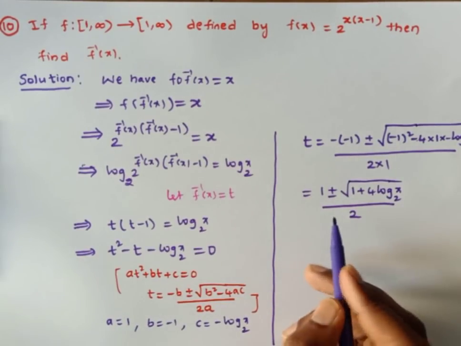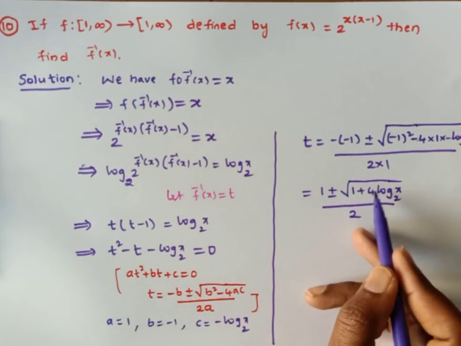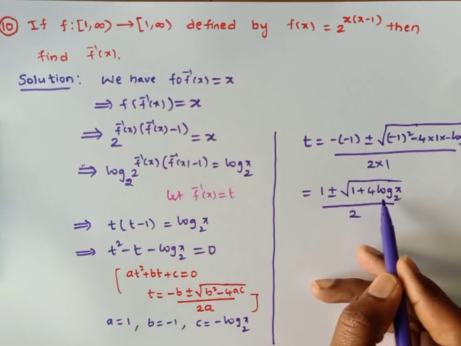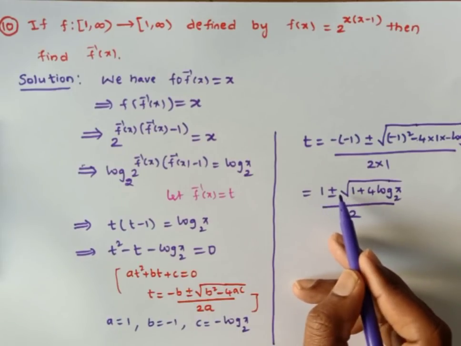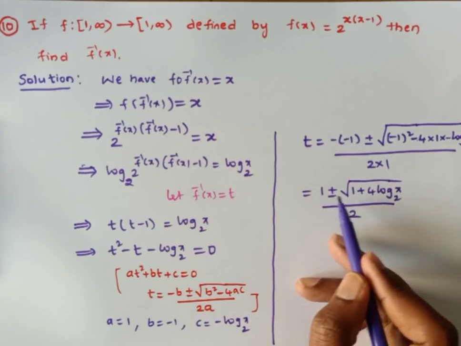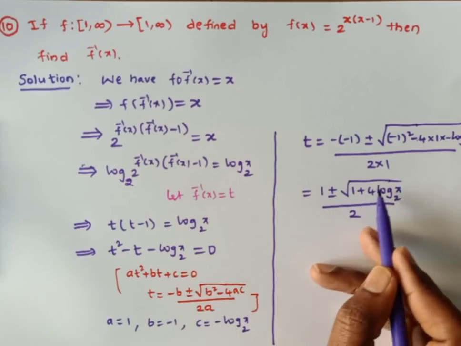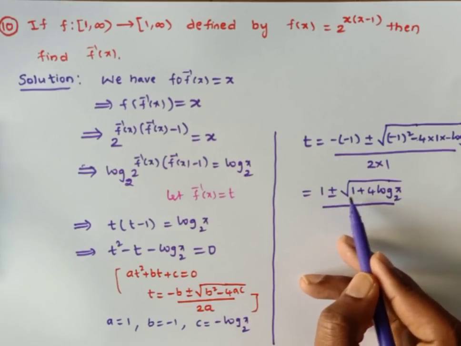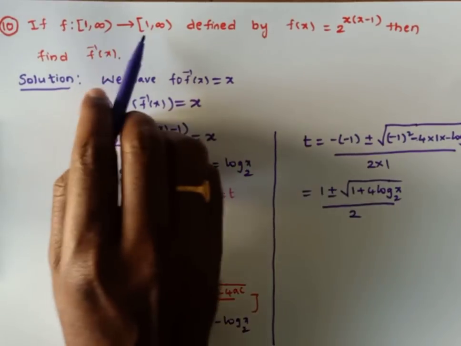Now here you can observe that this expression contains two values: 1 plus root of this divided by 2 is one thing, and 1 minus root of 1 plus 4 log x base 2 by 2 is one more. See, if we take 1 plus something, it is always positive. If we consider this as a minus, then it is 1 minus, so this is always less than one. So here the total may be negative, but what is our output?